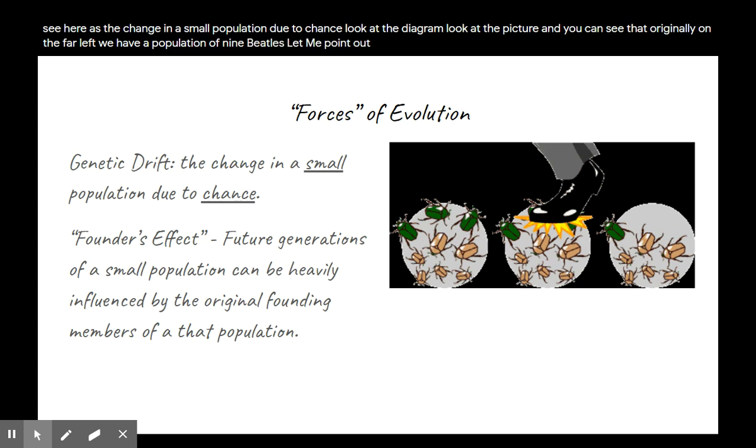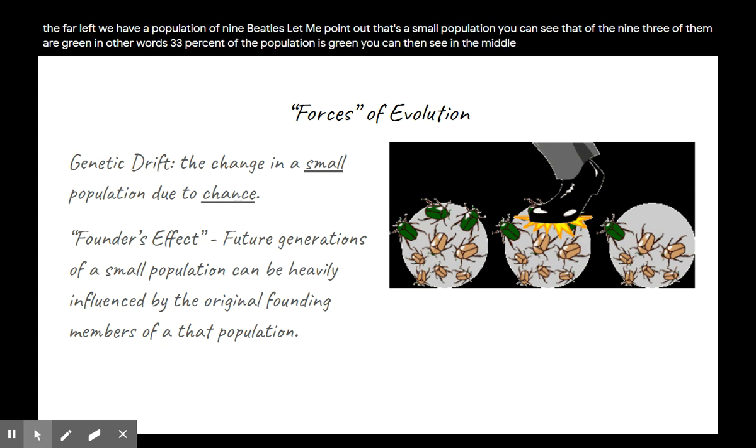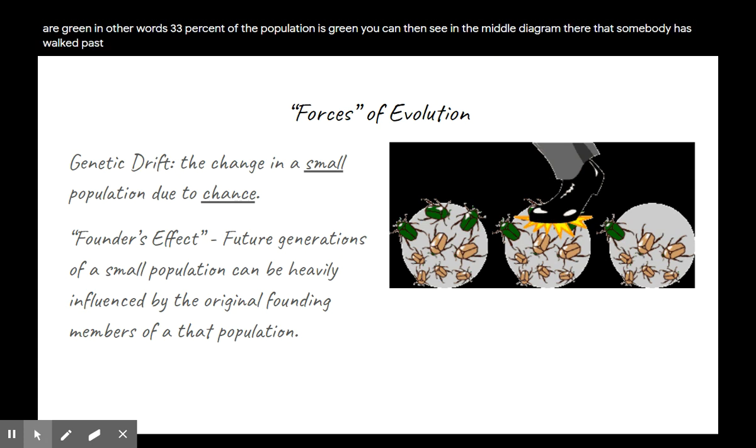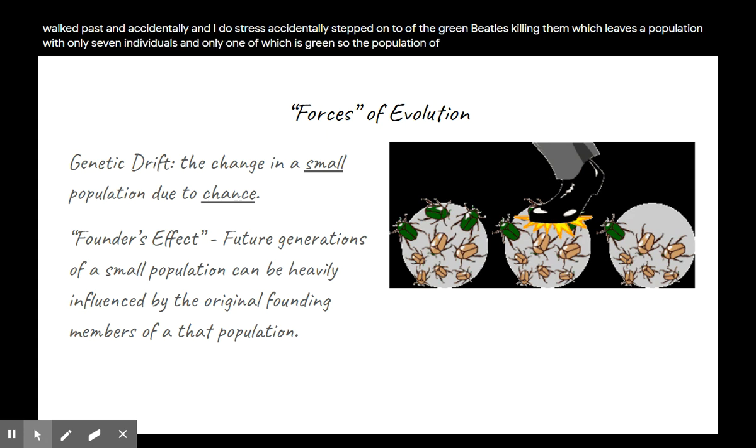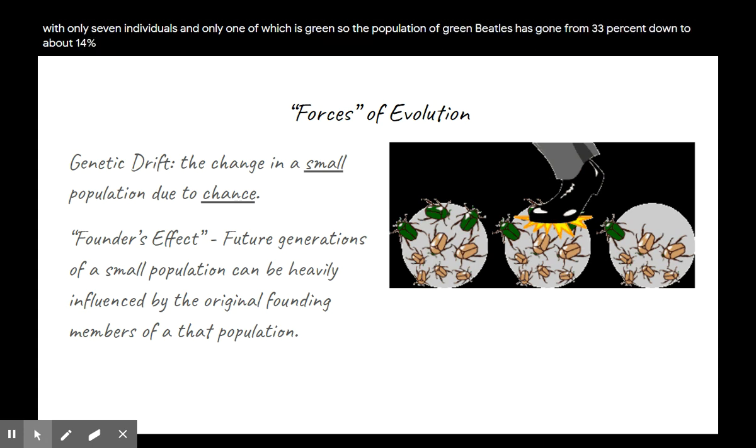Let me point out, that's a small population. You can see that of the 9, 3 of them are green. In other words, 33% of the population is green. You can then see in the middle diagram there that somebody has walked past and accidentally, and I do stress accidentally, stepped on 2 of the green beetles, killing them, which leaves a population with only 7 individuals and only 1 of which is green. So the population of green beetles has gone from 33% down to about 14%.